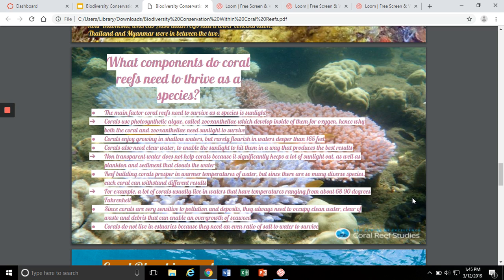Non-transparent water does not help corals because it significantly keeps a lot of sunlight out, as well as plankton and sediment that clouds the water. Reef-building corals prosper in warmer water temperatures, but since there are so many diverse species, each coral can withstand different results. For example, a lot of corals usually live in waters that have temperatures ranging from about 68 to 90 degrees Fahrenheit. Since corals are very sensitive to pollution and deposits, they always need to occupy clean water, clear of waste and debris that can enable an overgrowth of seaweed. Corals do not live in estuaries because they need an even ratio of salt to water to survive.